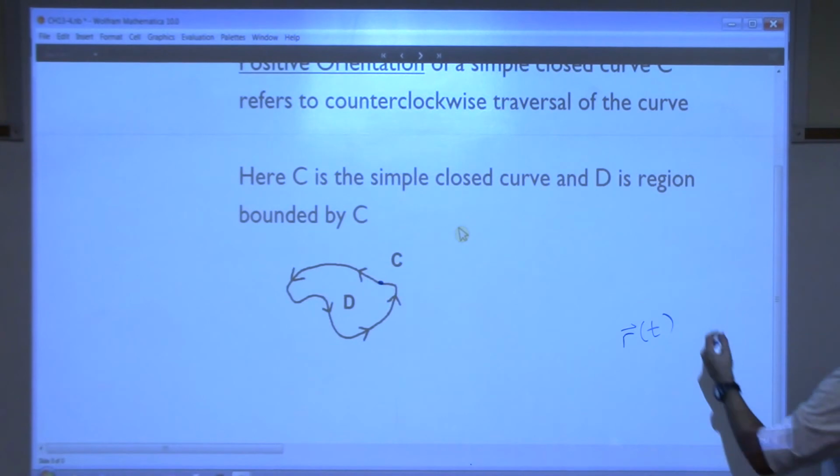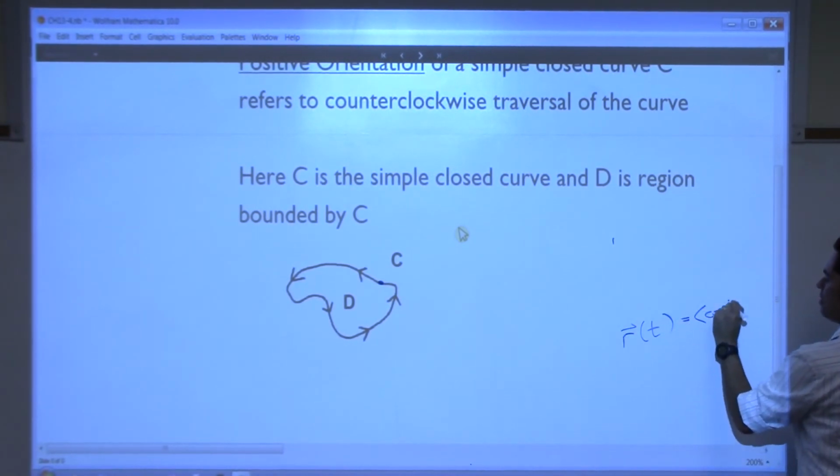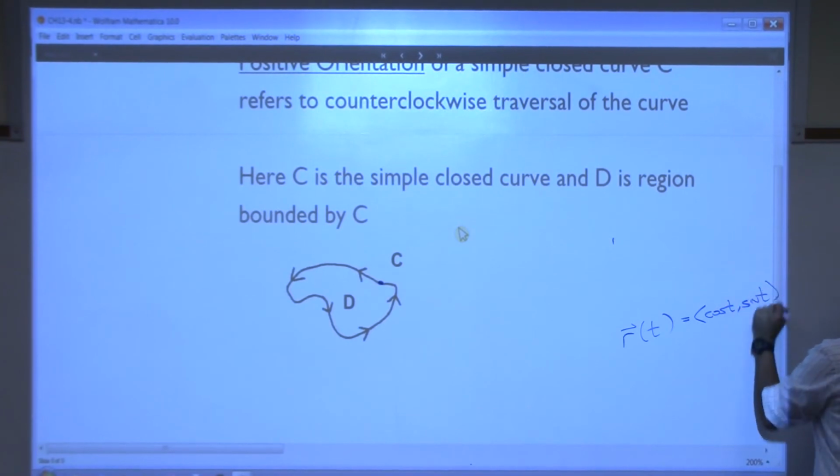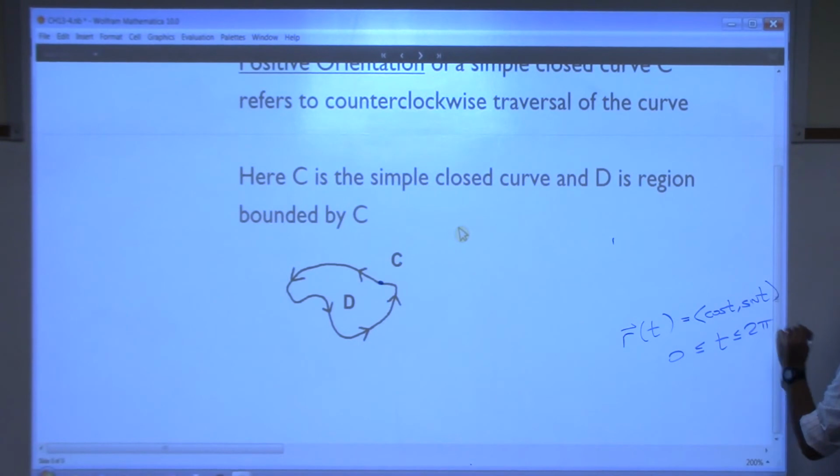So like this right here. R of t equals cosine t, sine t. That should look familiar to you. T is between 0 and 2 pi. That draws us the unit circle. Positive or negative orientation? If you start t at 0 and go to 2 pi, it's going to draw it this way, right? That would be positive orientation.